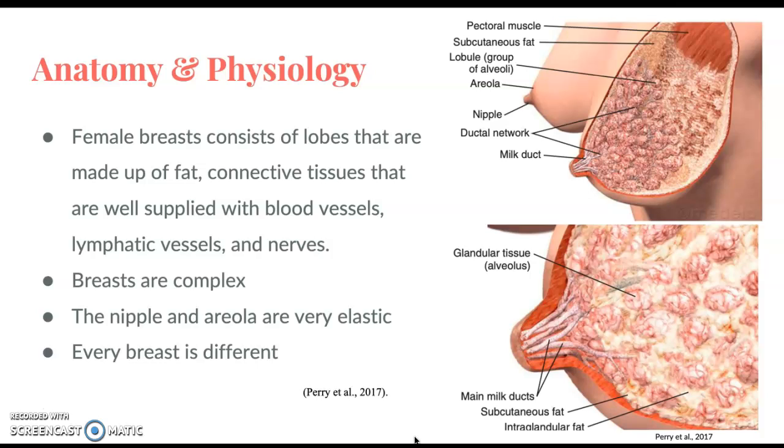Within each breast is a complex intertwining network of milk ducts that transfer milk from the alveoli to the nipple. The milk ducts dilate and expand at milk ejection. The nipple and areola are very elastic, so they can be drawn fully into the infant's mouth for a deep latch-on. Breasts come in all shapes and sizes, but that does not tell us how a mom will breastfeed.